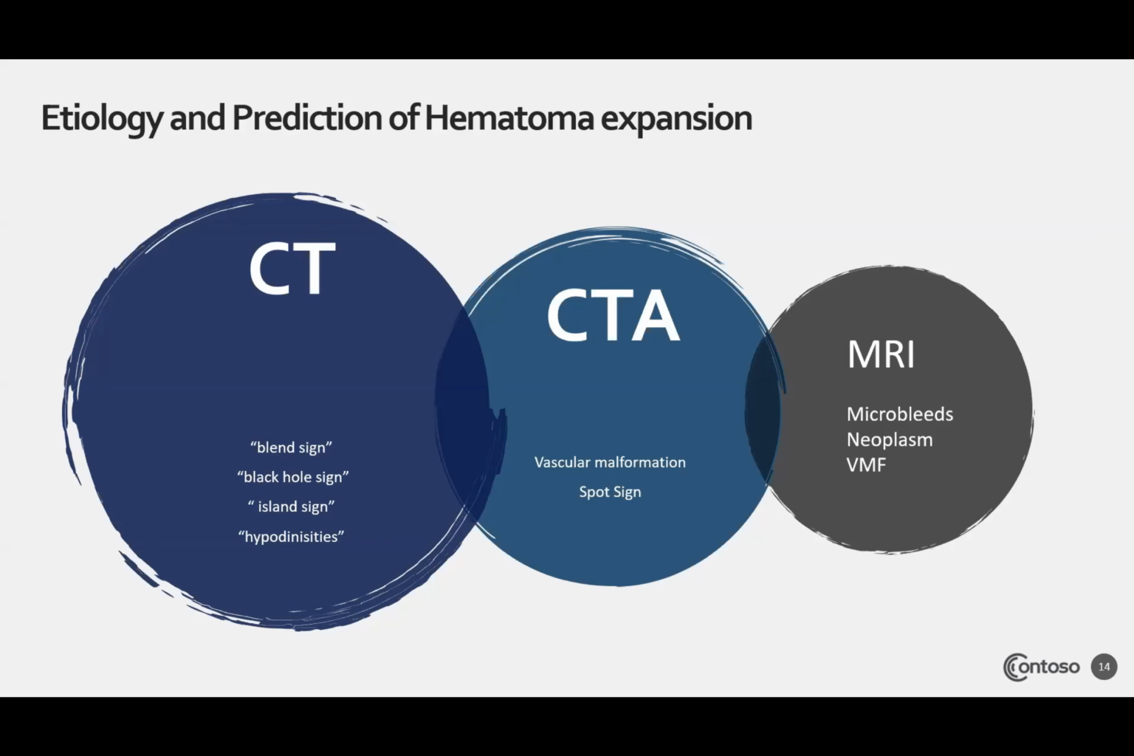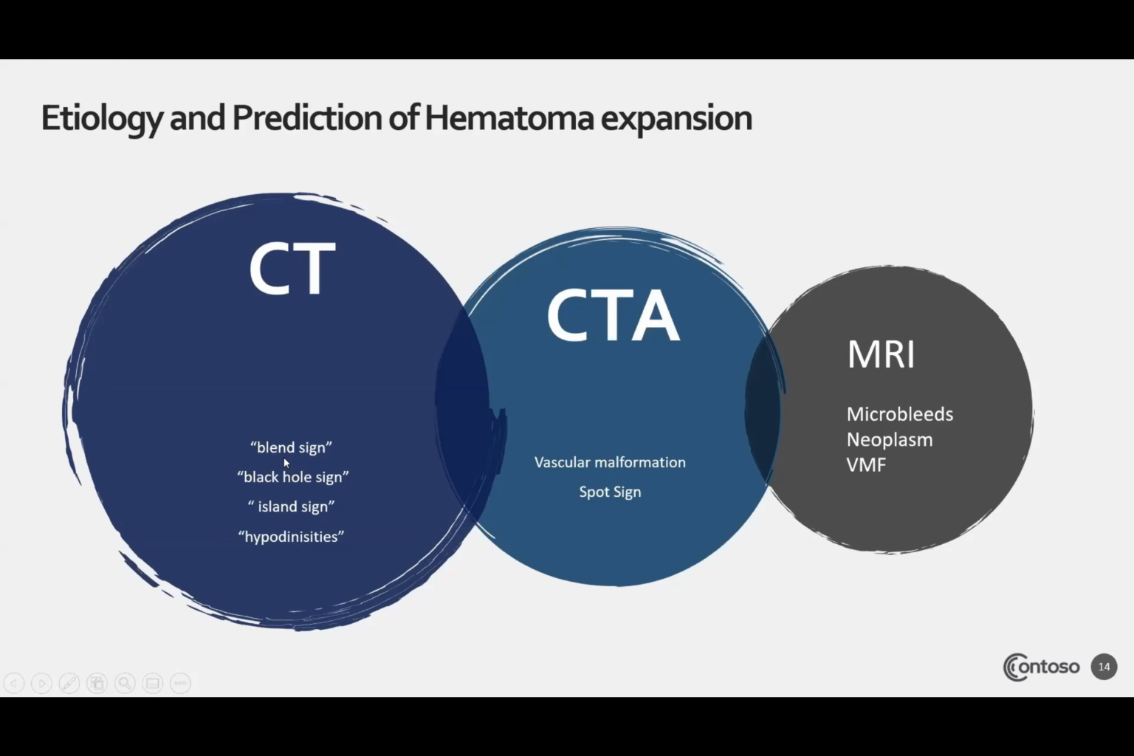Why are we afraid of expansion of hematoma? Because expansion of hematoma means more mass effect, more increase in the ICP, more compromise of the normal tissue, and more worsening in the outcome of the patients. So CT will give us a hint because we have a couple of signs, like a blend sign, and we will see it in the CT scan.